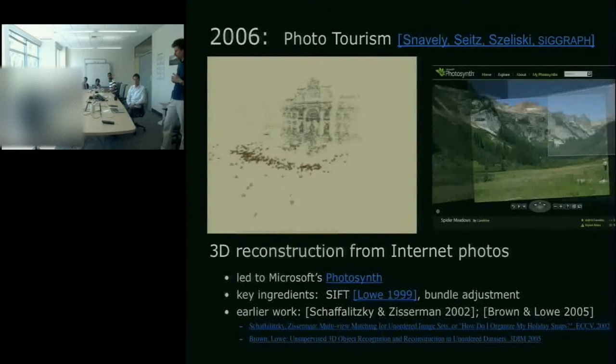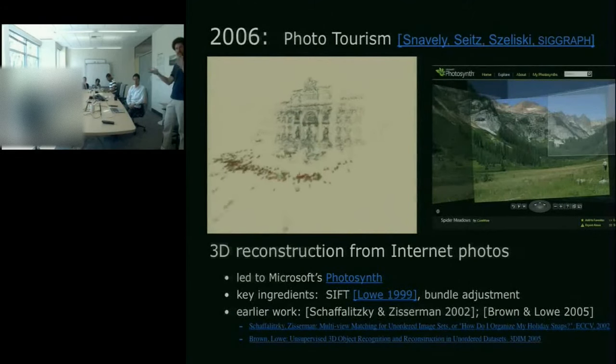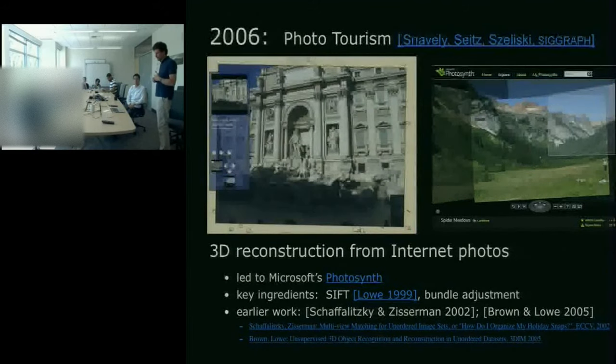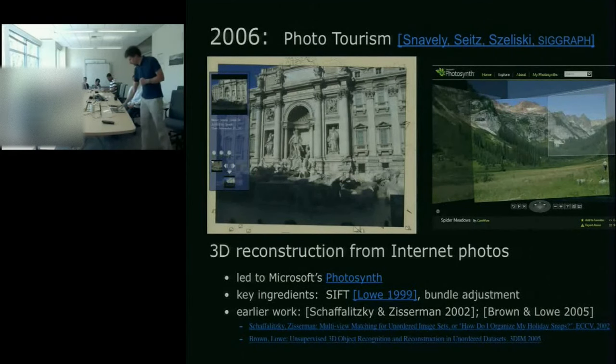2006, first work on reconstructing 3D information from photos on the internet. This is our Photo Tourism work, which led to Microsoft's Photosynth. The key ingredients to make this work were SIFT, these reliable feature points, and the progress in photogrammetry over the years. And there's similar work by other authors.